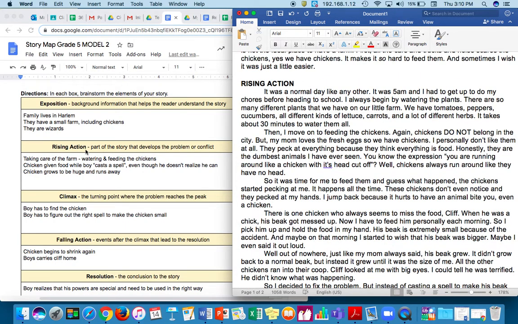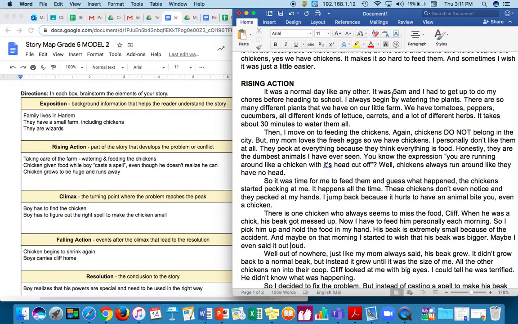What I did in order to make this rising action was look at the ideas I already came up with. Taking care of the farm, watering and feeding the chickens, chicken given food while boy casts a spell, even though he doesn't realize he can, chicken grows huge and runs away. So I used those ideas in that sequence to help me build my rising action.